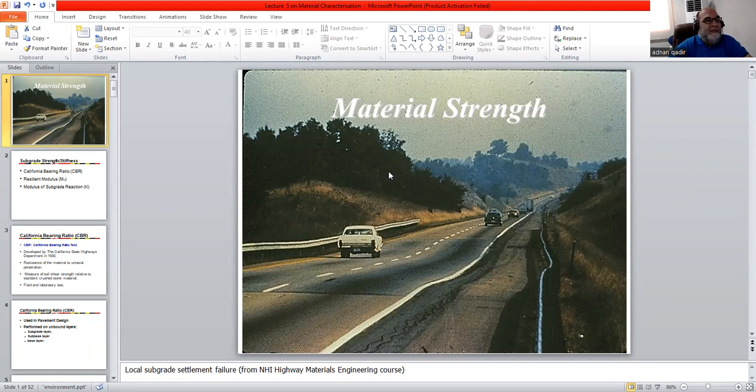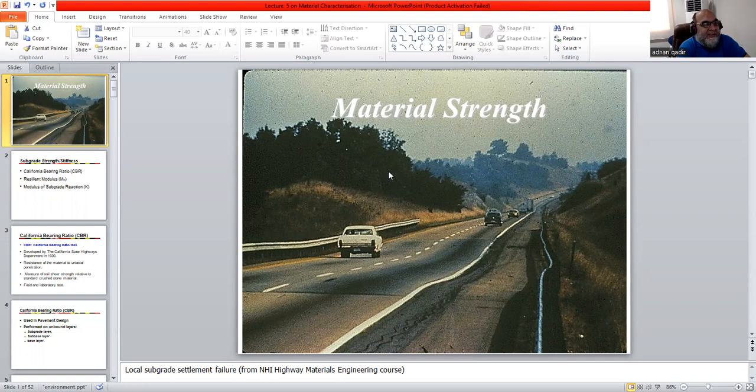Bismillahirrahmanirrahim. We will discuss today the material strength in terms of the soil subgrade. The soil subgrade is very important for a pavement because the pavements are designed on a soil subgrade. So whatever is present, we have to know or we have to select the best property of the subgrade material.